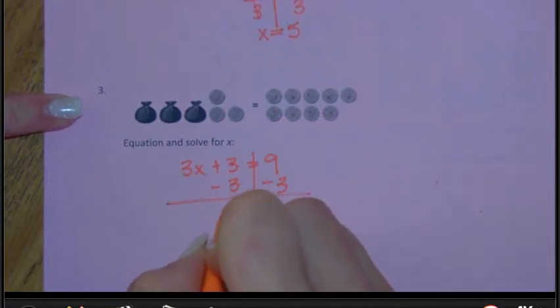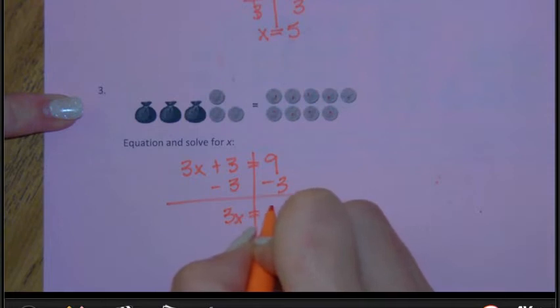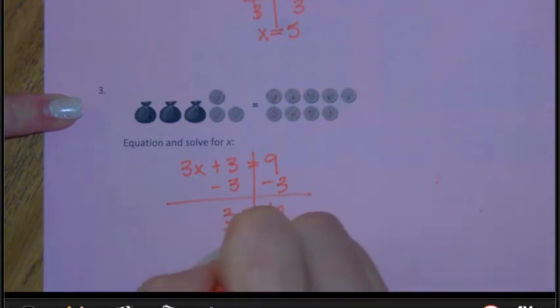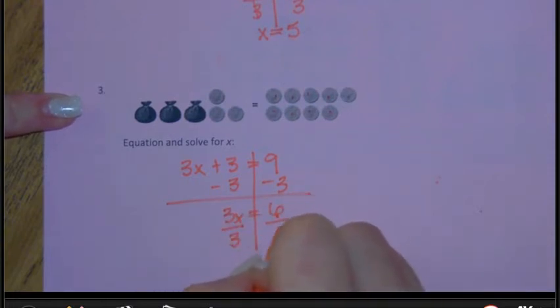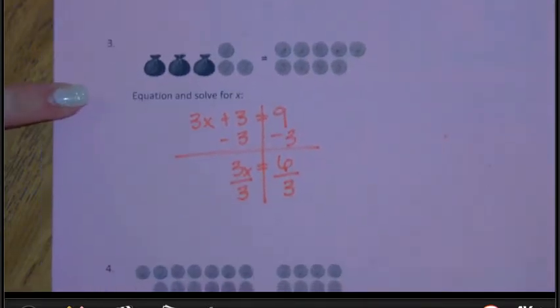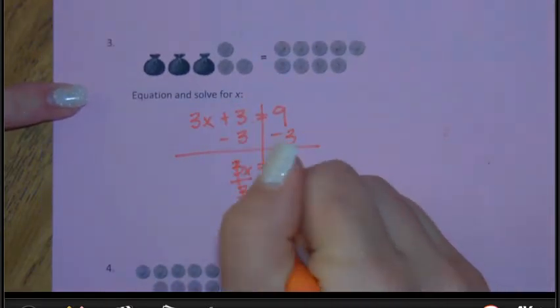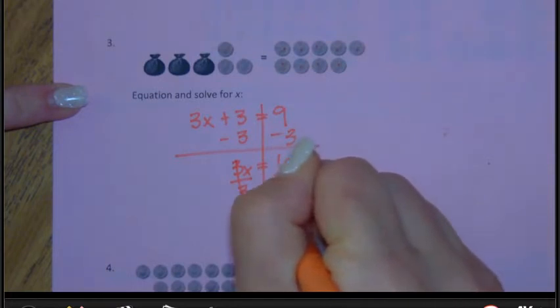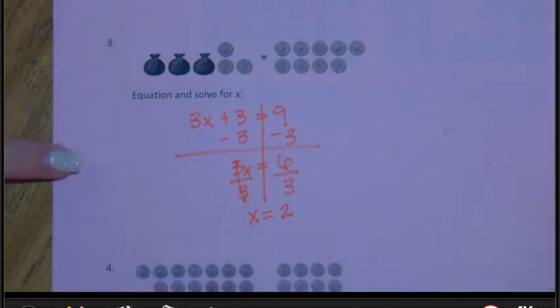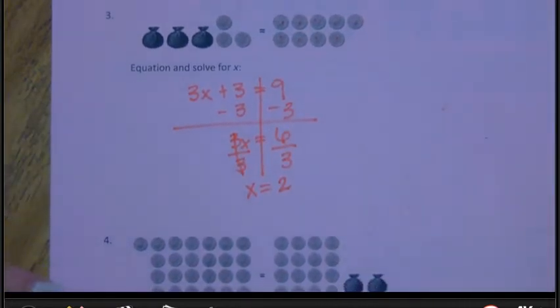3 minus 3 is 0. I'm left with 3x is equal to 6. I need to take those 6 and make them into 3 equal groups. 3 divided by 3 goes to 1, and I'm left with x is equal to 2. There are 2 coins in every bag.